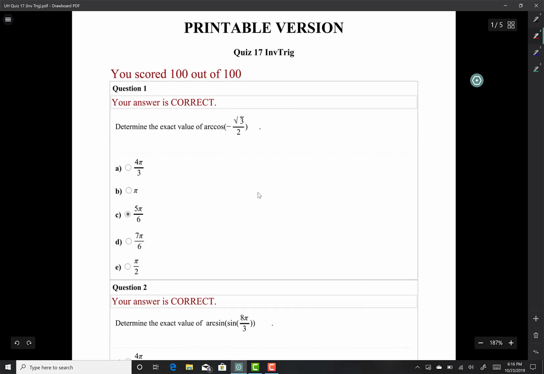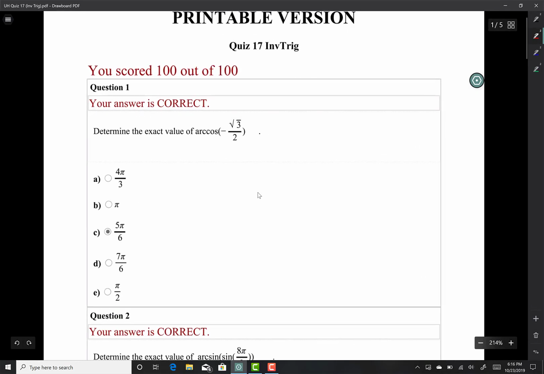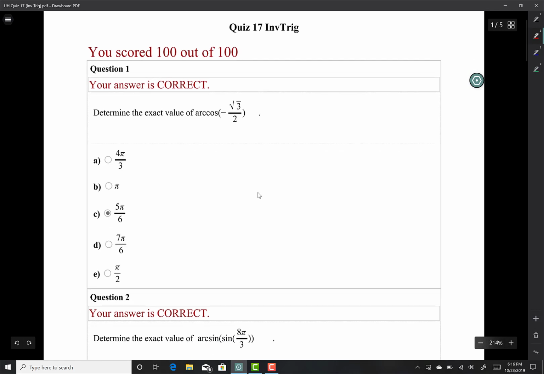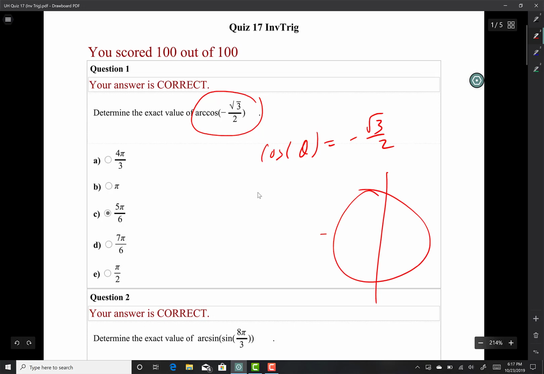All right, so right off the bat, it says determine the exact value of arc cosine of negative square root of 3 over 2. And I know what you're thinking. You're like, is this a calculus test or is this a pre-cal test? Well, it's a calculus quiz, but relax. This really is just a pre-cal quiz, guys. So that means cosine of what angle is negative square root of 3 over 2? On the unit circle, the first one you hit is 5 pi over 6. So 5 pi over 6 is the answer.